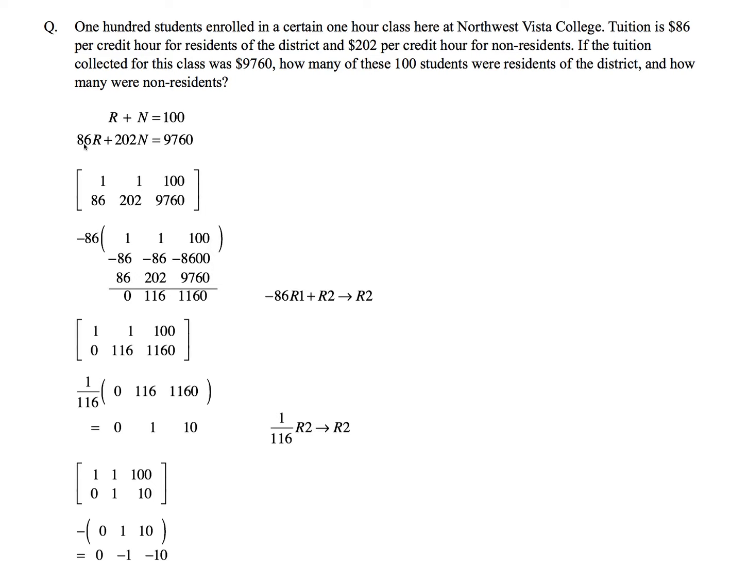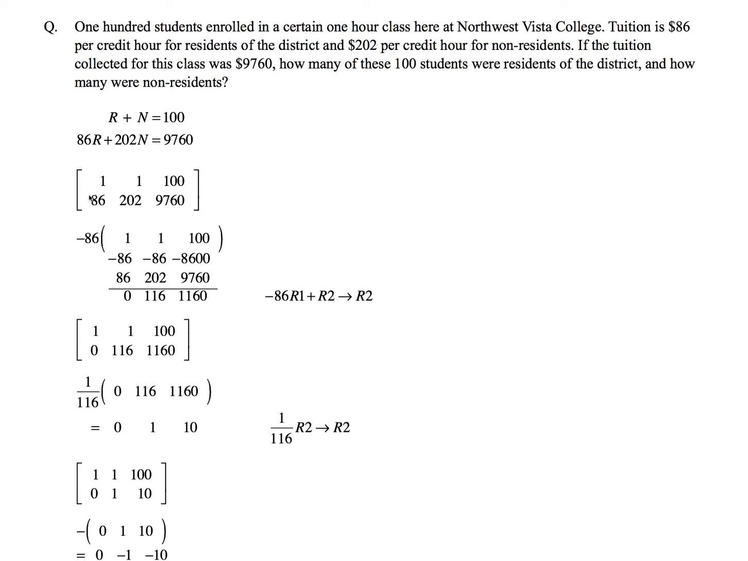And if you multiply $86 times the number of residents and $202 times the number of non-residents, the sum is 9,760. So that gives us our two linear equations, and we substitute the coefficients into a matrix. Writing it this way, we very conveniently have the upper left entry as a 1, which is what we want in that pattern that I recommended, the counterclockwise 1, 0, 1, 0.